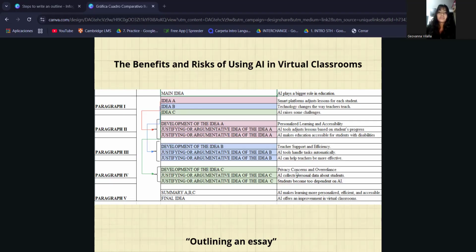Now let's go to the last part of the essay, the summary and the final idea, which we can find in paragraph 5. In this paragraph, we summarize the main ideas A, B, and C and conclude that AI makes learning more personalized, efficient, and accessible. We also say that AI offers improvements in virtual classrooms, helping both students and teachers. However, it's important to remember the risks like privacy concerns or over-reliance.